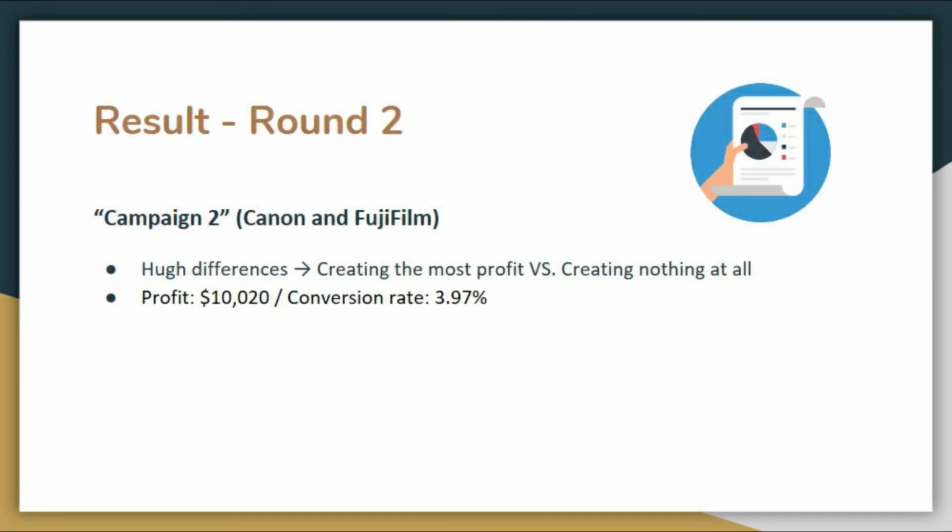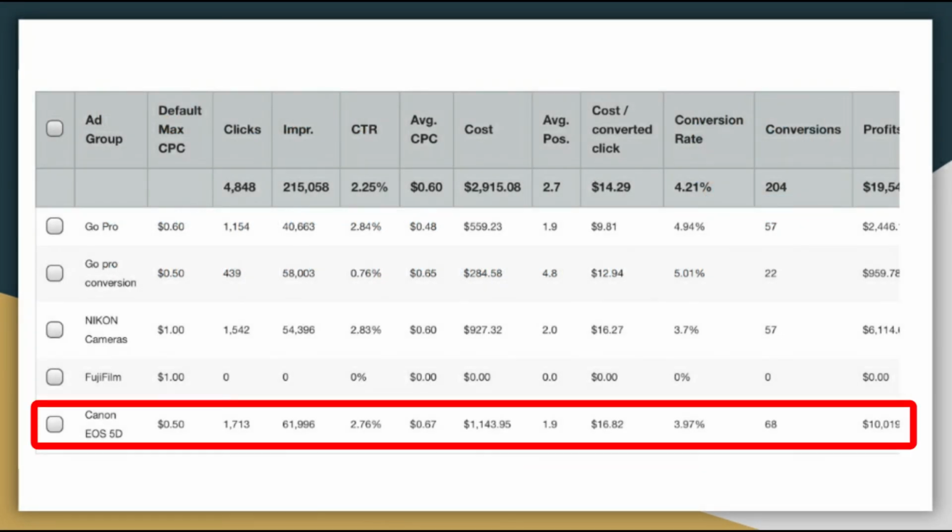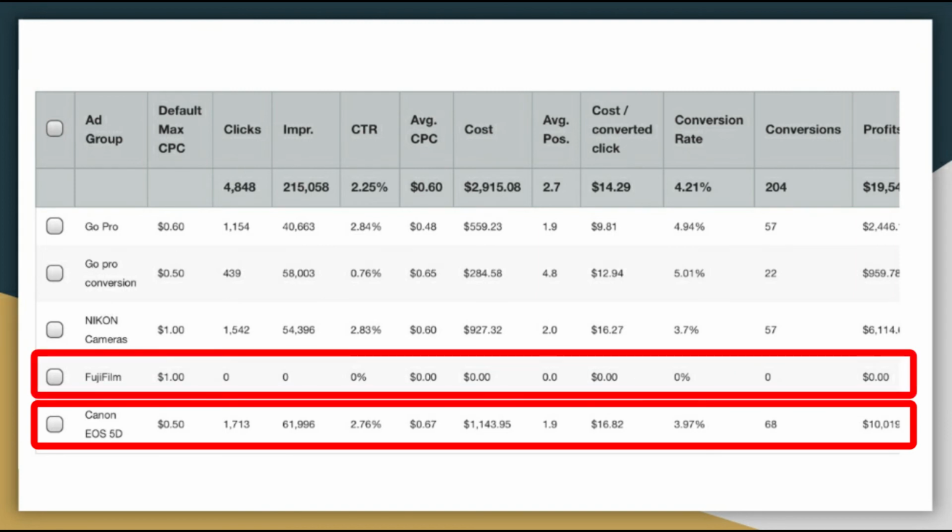There are huge differences between these two products. The Canon EOS 5D got the highest profit, which is $10,020, and the conversion rate is 3.97%, which is pretty high compared to its price. But having a high price may also relate to having a high profit. However, for Fujifilm, everything turned out to be zero, which we really have no idea why.